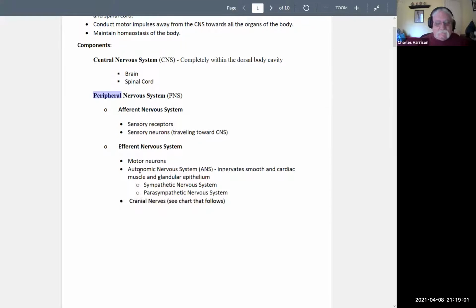The autonomic nervous system is the part of the efferent nervous system that innervates. Innervates means acts upon. Smooth muscle, cardiac muscle, and glandular epithelium. Okay. If you don't quite understand that right now, I think you will in one more page.